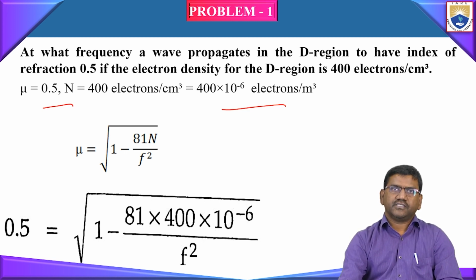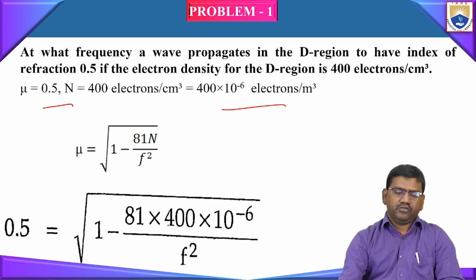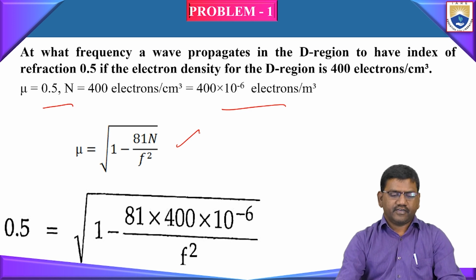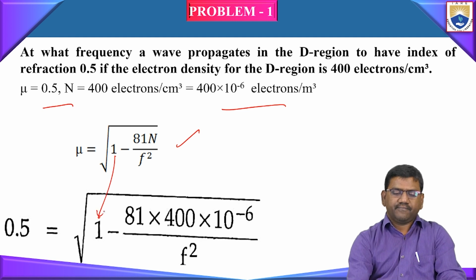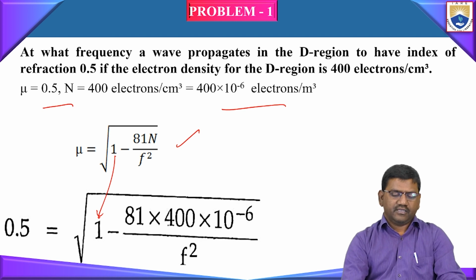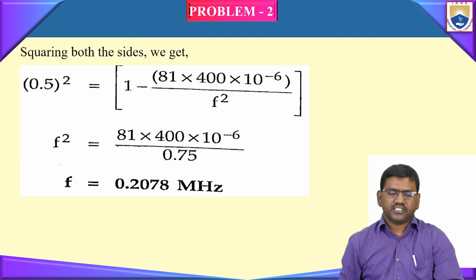There is a relationship between the electron density and the refractive index, which is given by mu is equal to 1 minus 81 n by f square. The value of mu is given as 0.5 here. Substitute the value of mu here, and 81 into n value, which is 400 into 10 power minus 6, by f square. Squaring on both sides you will get 0.5 whole square is equal to 1 minus 81 into 400 into 10 power minus 6 by f square.